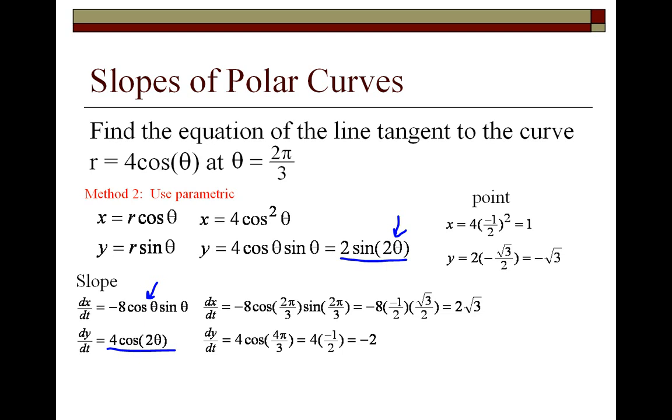To write the equation of my line, I have to calculate my slope, which is dy/dx. So if I take negative 2 over 2 root 3, I get negative 1 over root 3. That gives me my equation, again: y plus root 3 equals negative 1 over root 3 times (x minus 1). So you have a couple of different options for working through the problem. Again, the values negative 2 and 2 root 3 were dx/dt and dy/dt, giving me my slope of negative 1 over root 3. Same answer. You've got to choose which method you prefer.